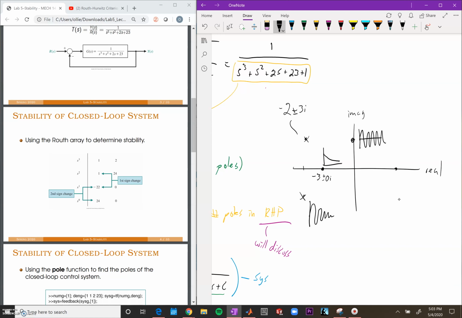I guess there are 2 more to do. If we're at like +3 plus or minus 2i, we get a graph that looks like this, so it explodes. And lastly, if we have +5 plus or minus 0i, we get something that exponentially explodes. So this oscillates and explodes in an oscillatory fashion, and this exponentially just goes to infinity.